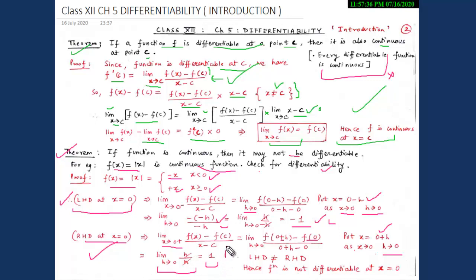So you can clearly see that the left hand derivative is not equal to the right hand derivative. Therefore, student, our function mod x is not differentiable at x = 0, but it is a continuous function.